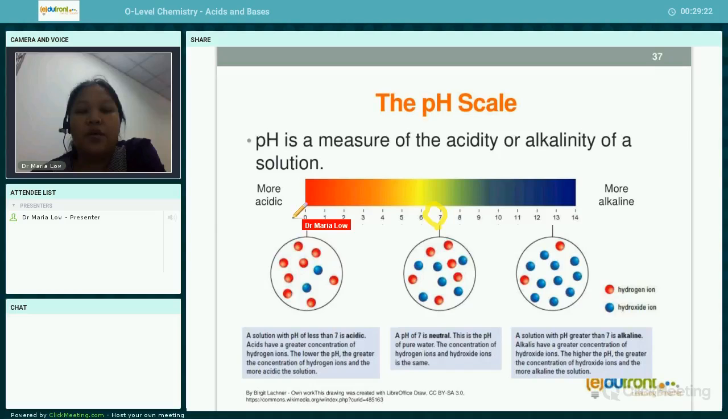But in the event that we have more hydrogen ions compared to hydroxide ions, then it becomes more acidic. The most acidic solution will have a pH of 0. And then we have a pH of 14 in this case. A pH of 14 means we have a greater quantity of hydroxide ions compared to hydrogen ions. So that is the pH scale.